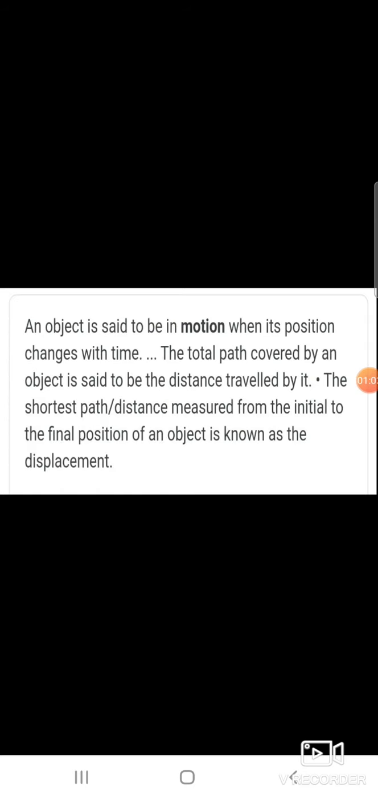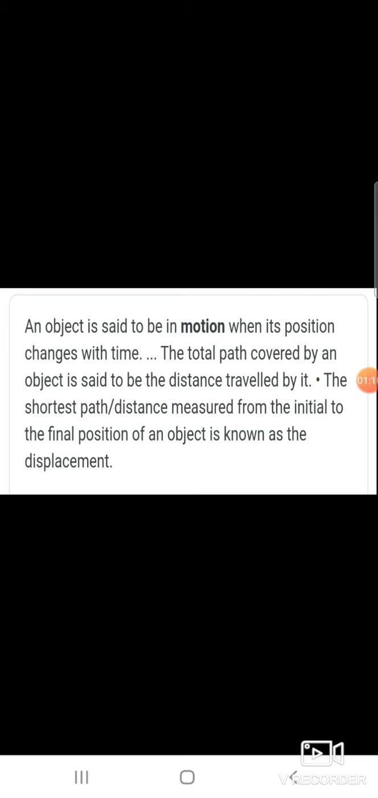Okay, students, what is motion? Motion is the change in the position of an object with respect to its surroundings. Everything in the universe is in motion. Even though an object seems to be not moving, actually it is moving because the earth is moving around the sun. Okay, students? An object is said to be in motion when its position changes with time.